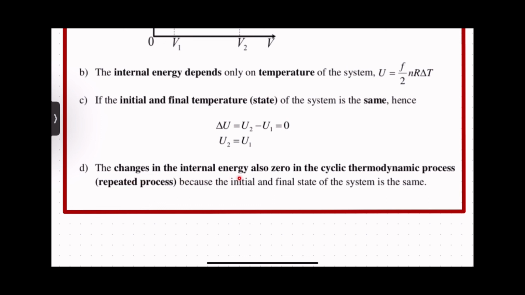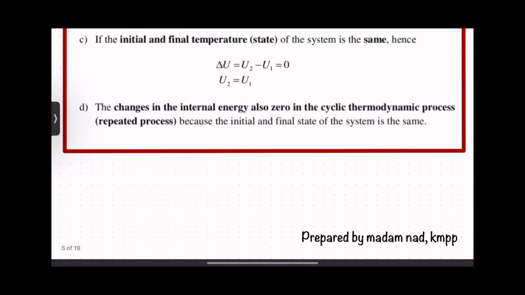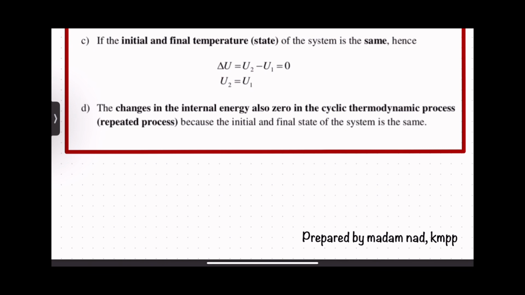So the change in internal energy is also zero in a cyclic thermodynamic process, what we call a closed cycle. A closed cycle means, we can consider it like this. In the cyclic thermodynamic process, it goes back to the original position.